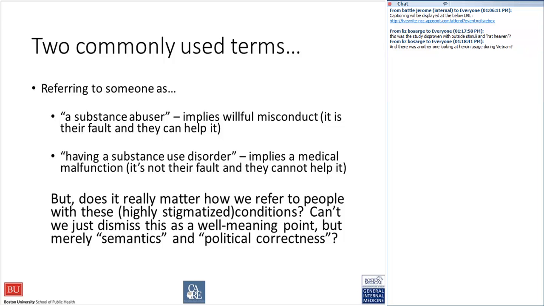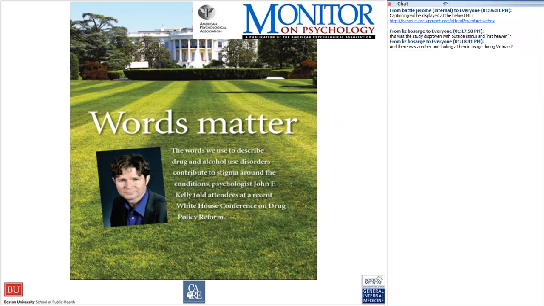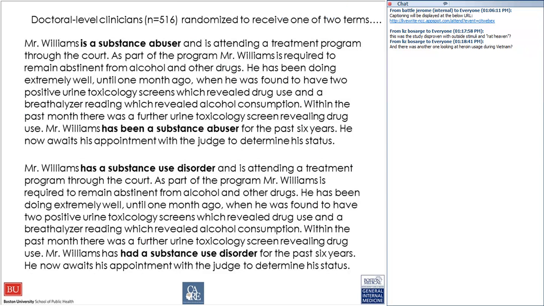But you could ask me, does it really matter how we refer to people with these highly stigmatized conditions? Can't we just dismiss this as a well-meaning point, but just semantics or political correctness? I can tell you the answer is yes, it does really matter. One of my colleagues, John Kelly at Mass General Hospital, went to the White House to present the results of his study on this.